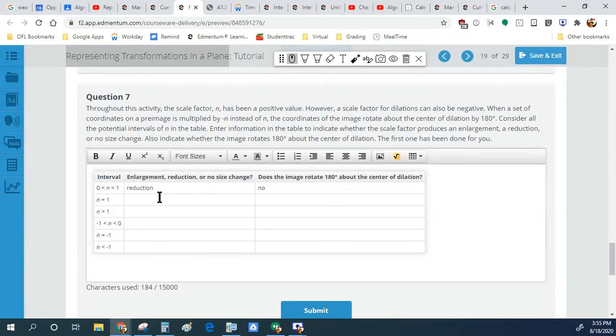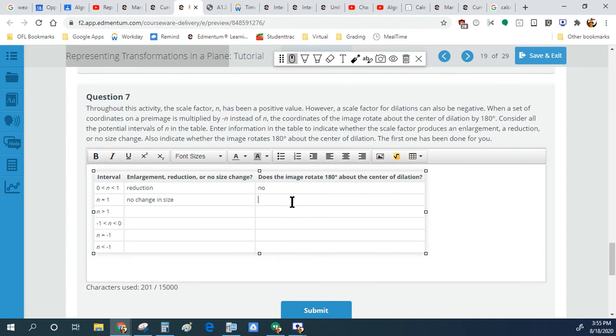And then here, this is a reduction, or change in size. So this one, we're just kind of doing this. So is this a reduction? If our scale factor is 1, there's no change in size. That's exact. 1 is the exact same thing. No change in size.